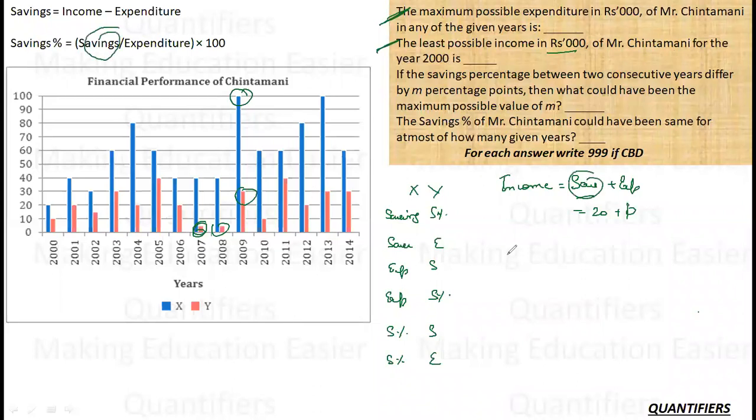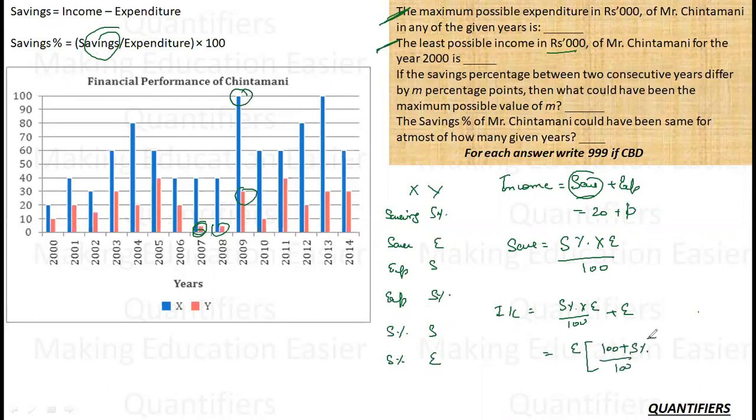From here, if I see, savings is nothing but saving percentage into expenditure upon 100. This is what saving is. So our income can be written as saving percentage into 100 upon 100 plus expenditure. Or if I take E common, it is (100 plus S percentage) upon 100, into E. Now I know that E is getting multiplied to a quantity which is definitely greater than 1, because 100 plus something divided by 100, it is going to be greater than 1, right?